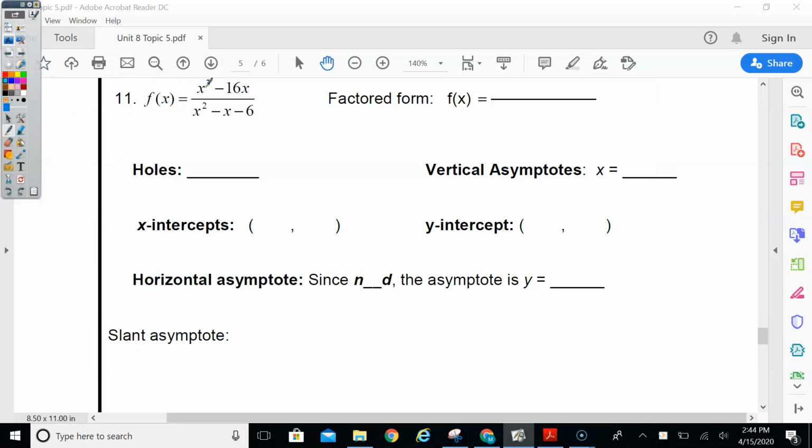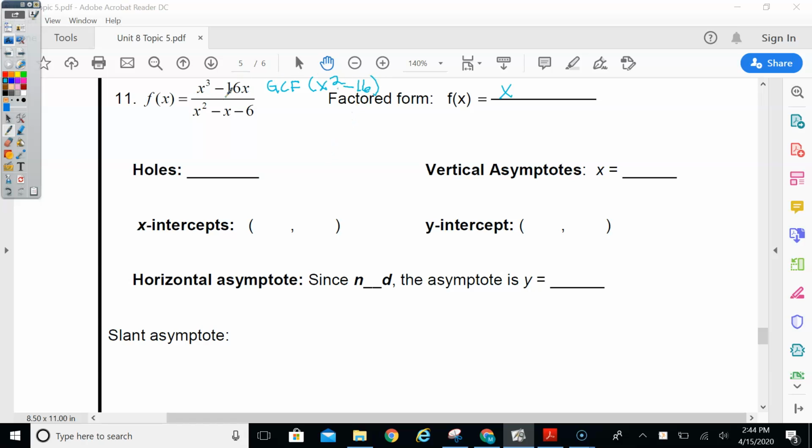Alright, so again, we have numerator greater than the denominator. So we're going to have a slant in the end, but let's find all the other critical values first. For the numerator, the first thing we want to do before we factor, whether it's basic or difference of squares or whatever happens to be, is to take out the GCF. So this one has a GCF of x. If I take an x out of both, I'm going to be left with x squared minus 16.